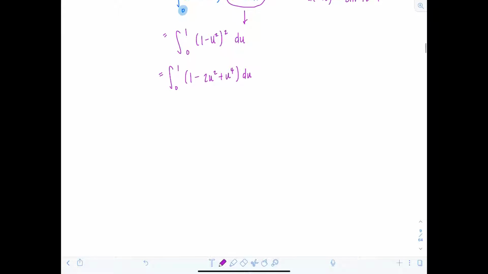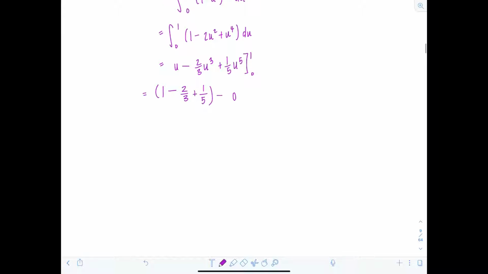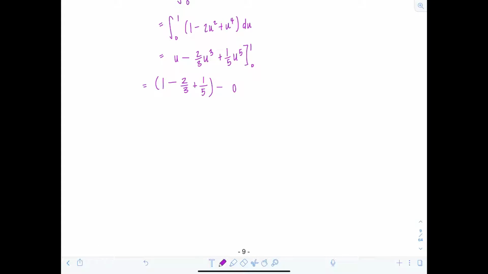Let's go ahead and integrate term by term. So I'll have u minus 2/3 u cubed plus 1/5 u to the 5th. Evaluate that from 0 to 1. Love it. Looks nice. All right, time to plug in those limits of integration. So plugging in the upper limit of 1, I'll have 1 minus 2/3 plus 1/5. And then always make sure you plug in 0. Don't take it for granted that it's always going to come out to be 0. In this case, it is. But always stop and think about it. Sometimes it'll sneak up on you.